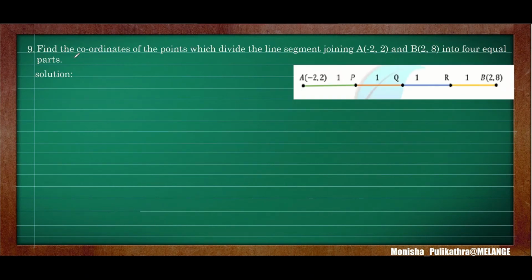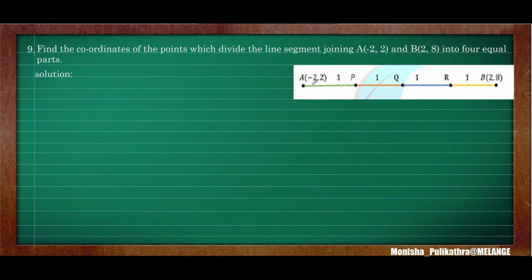Moving on to the ninth problem. The ninth sum is find the coordinates of the points which divide the line segment A minus 2 comma 2 and B 2 comma 8 into 4 equal parts. Here you can notice a line segment. So this is a line segment with the point A, which is minus 2 comma 2, and B, which is 2 comma 8. So this line segment has been divided into 4 equal parts.